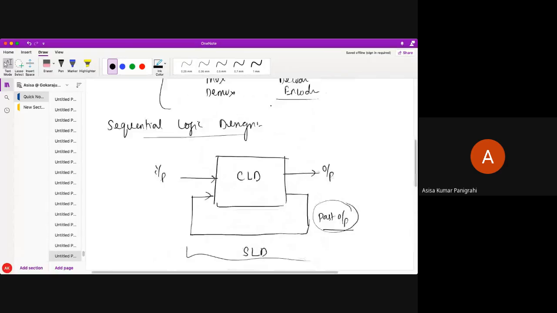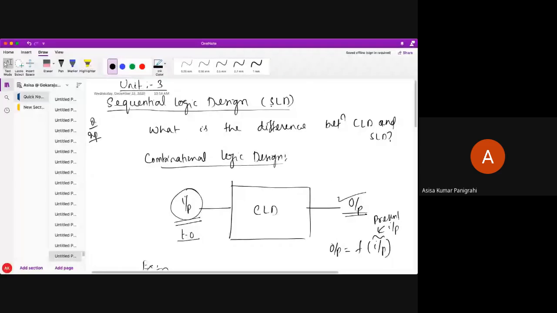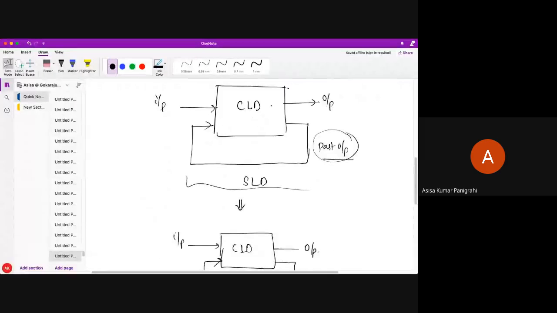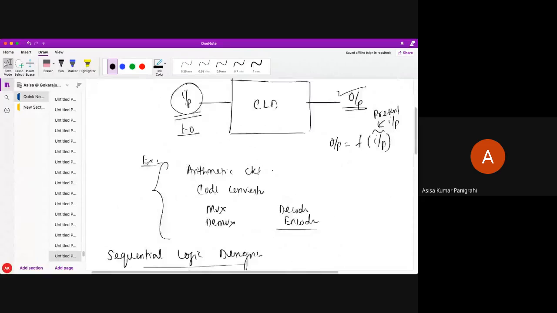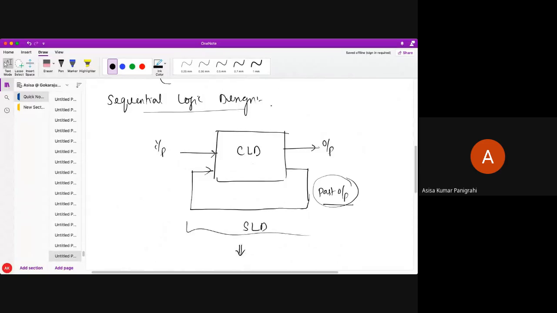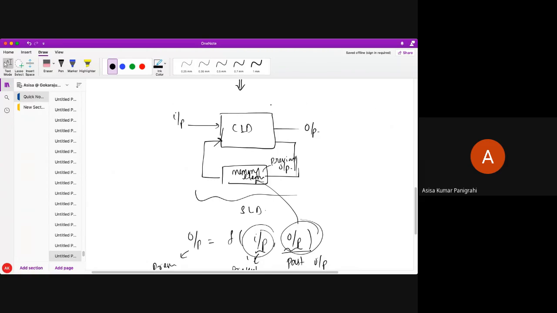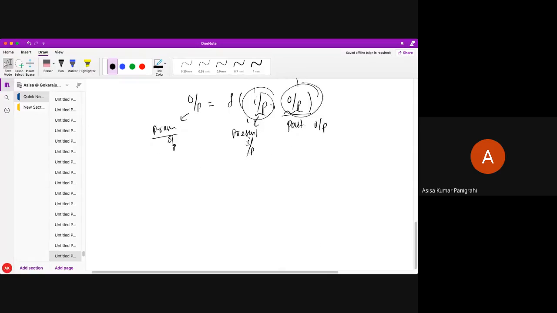So what is the difference between combinational logic design and sequential logic design? In combinational, there is no feedback path, so it only depends upon the present input. But the output of the sequential logic circuit depends upon the present input as well as the past output. The previous output is stored in the memory element and fed back. So there is a feedback path in sequential logic design and no feedback path in combinational logic design.